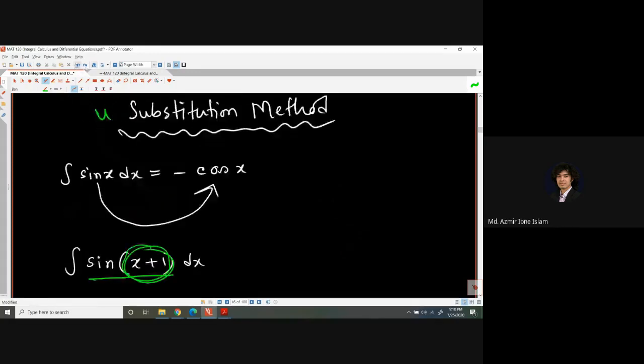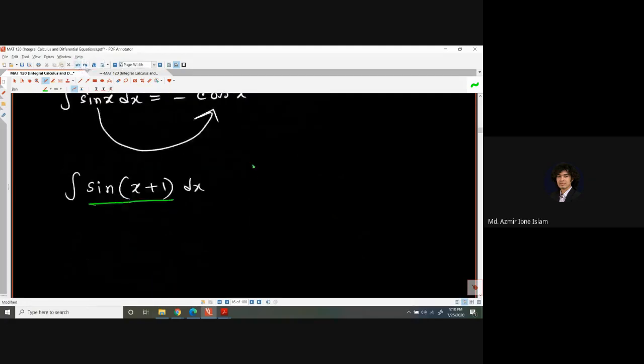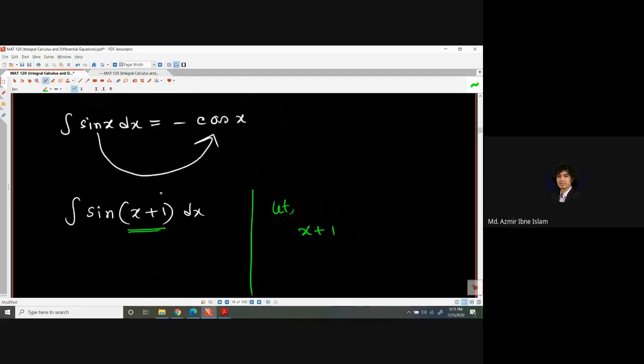Okay, so what we can do? Let us consider this inside part x plus 1, that means the part that we have here, as u. Why we are doing so? Because we know that integration of sine x is equal to negative cosine x. So that's why we are trying to convert this one to a variable u only. So integration of sine u will be obviously negative cosine u. So that's the thing we need to do here.